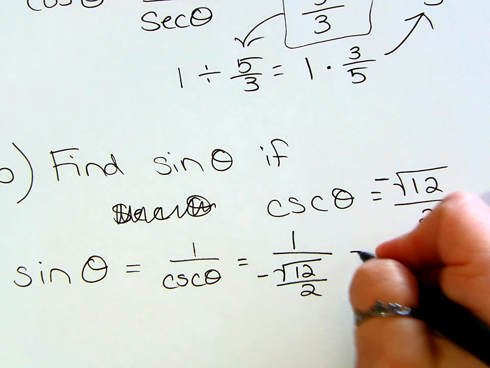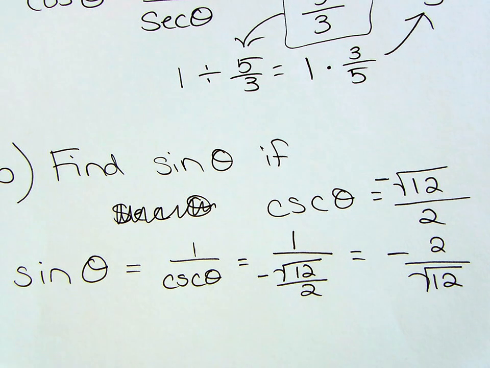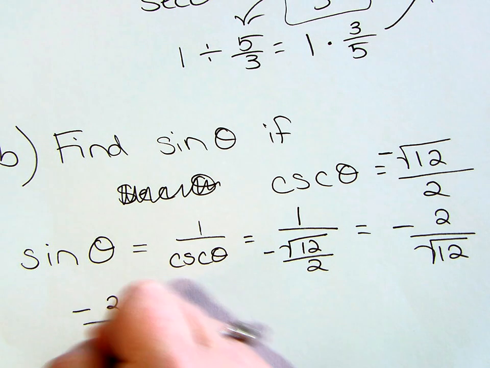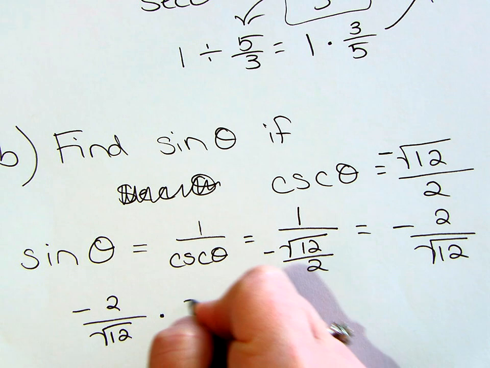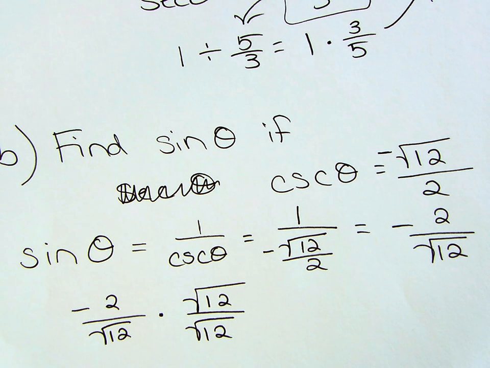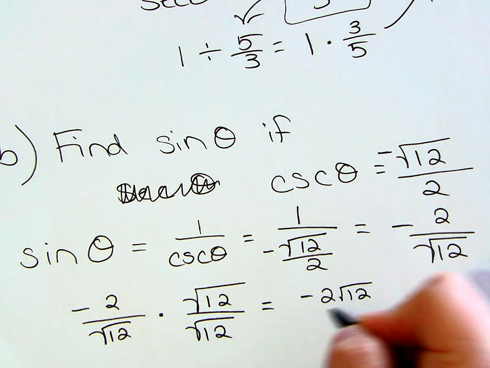So again, when I flip it, it's going to be -2 over the square root of 12. But what happens? What am I supposed to do now? I've got to rationalize it. I can't leave that radical in the denominator. So in order to rationalize it, that's where you take the top and the bottom and multiply it by whatever you have under that radical. So now I have -2 square roots of 12 all over 12.